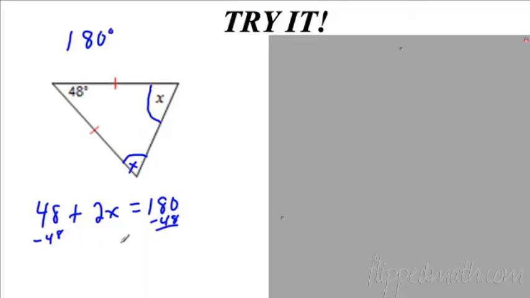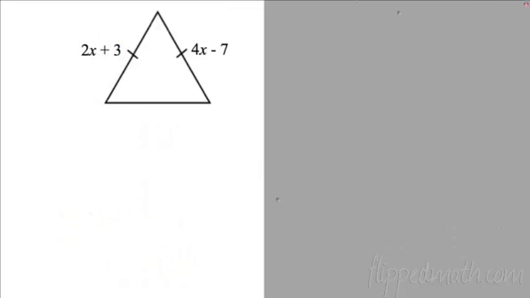Sure. Just subtract 48 from both sides. We got 2x equals, what is that, 132. Divide both sides by 2. We're looking at, is that 66? I hope I did that right. So this is going to be 66 and 66. So double check it.